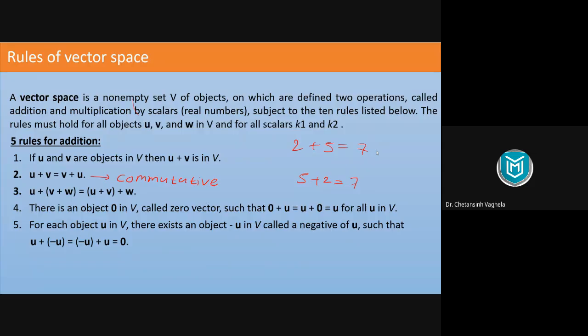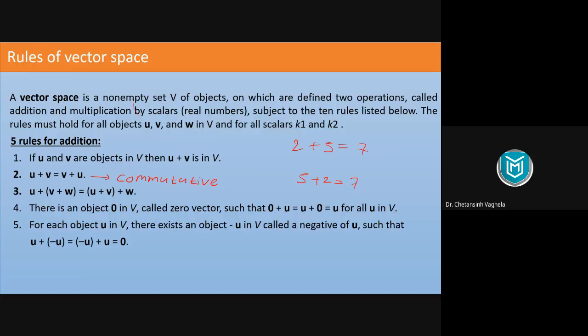This property is called commutative property, and this is again the second important rule of vector space, that commutative property should be satisfied for all the objects of your set V. Set V में जितने भी objects हैं सबके लिए ये property satisfy होनी चाहिए. So that's your commutative property.